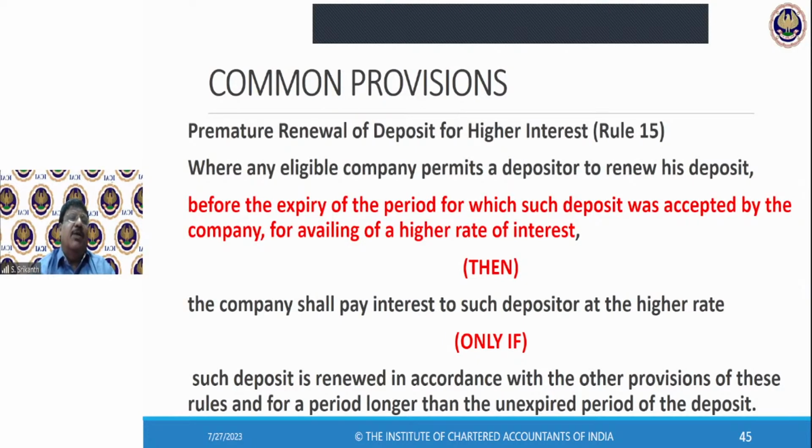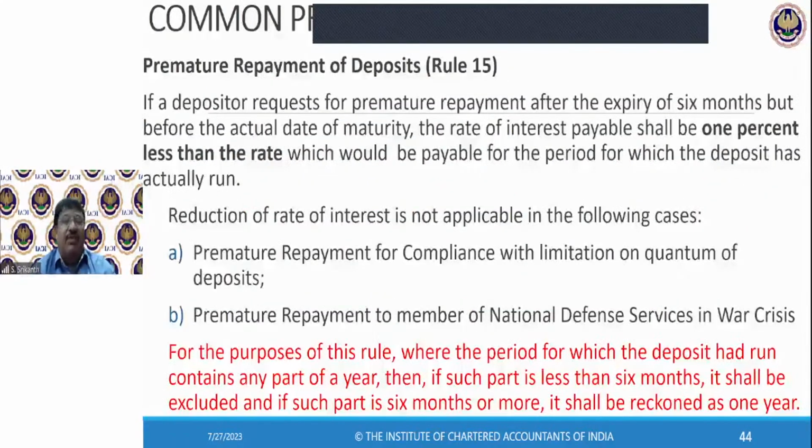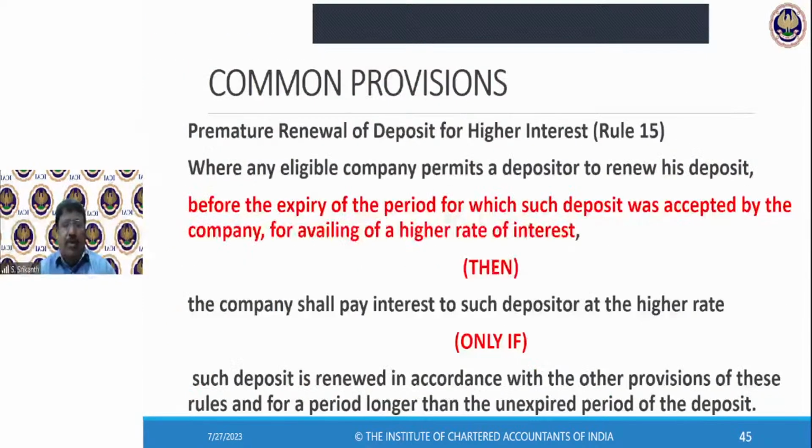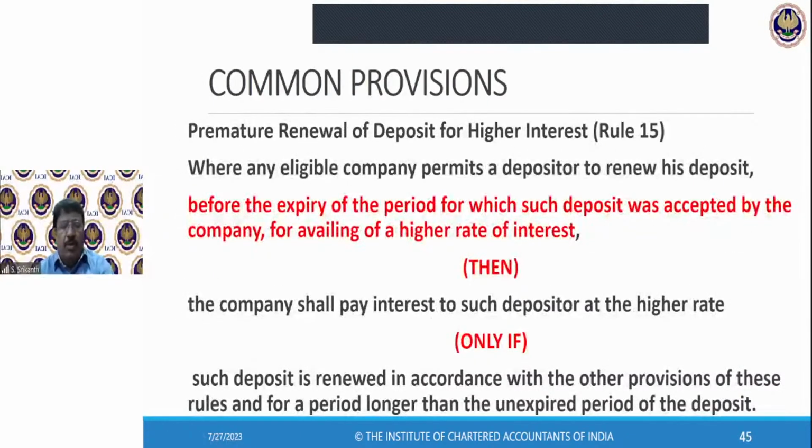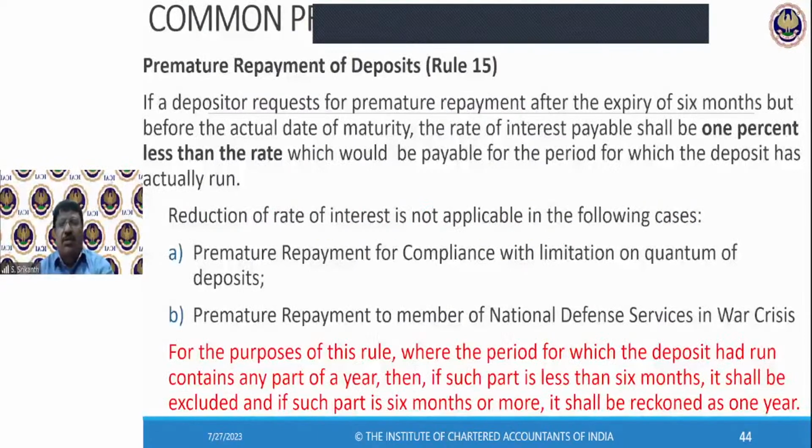Premature renewal of deposit for higher rate. See, for NBFCs, I have inquired. Very clearly, they'll calculate for the exact period. Nine months means nine months. From the date of deposit till the date of premature repayment, they will calculate the interest. But for NBFCs, the rules are like this.